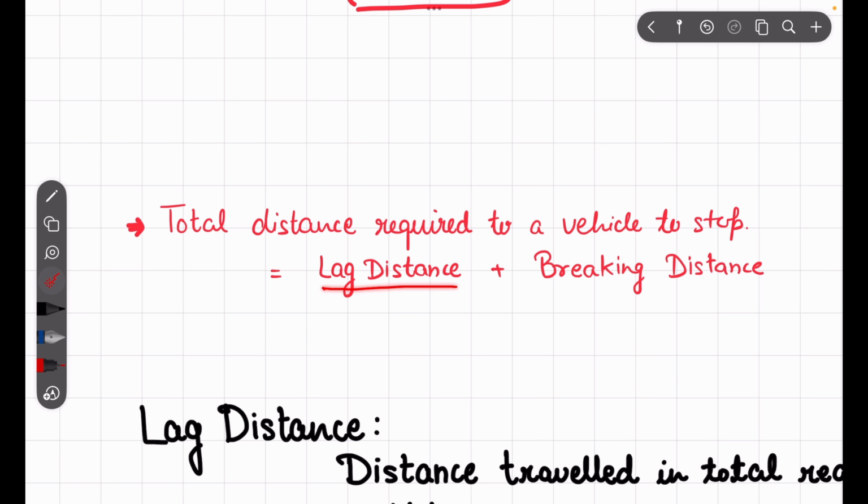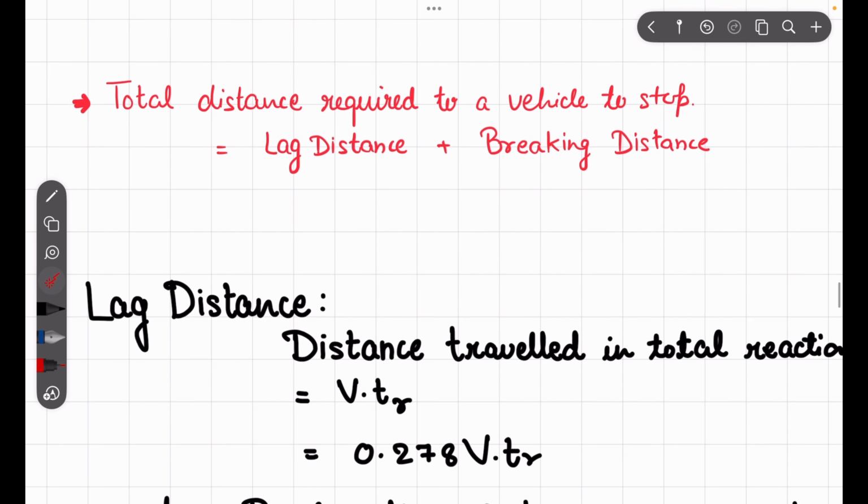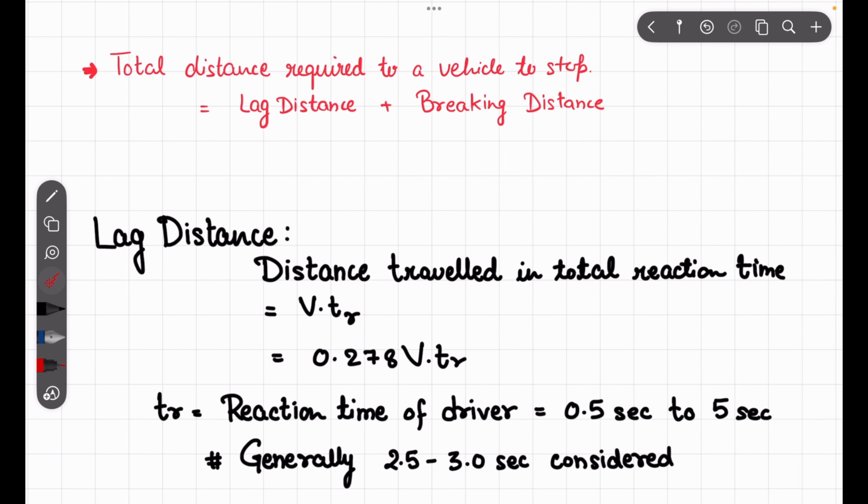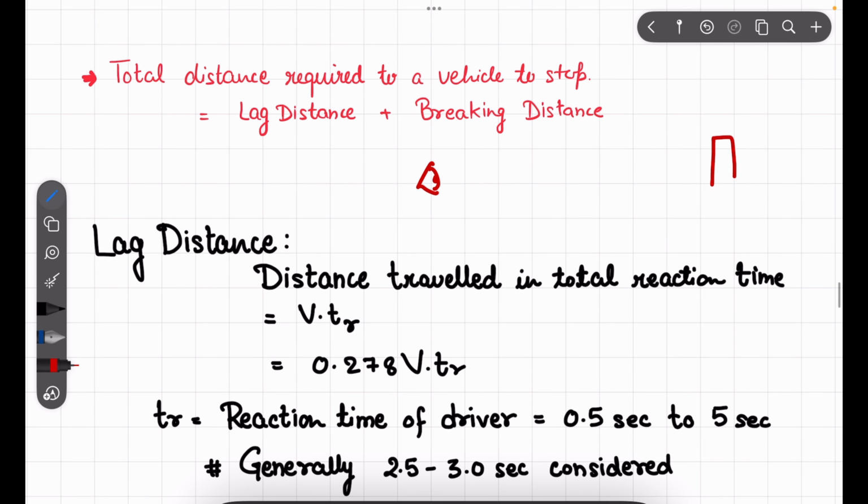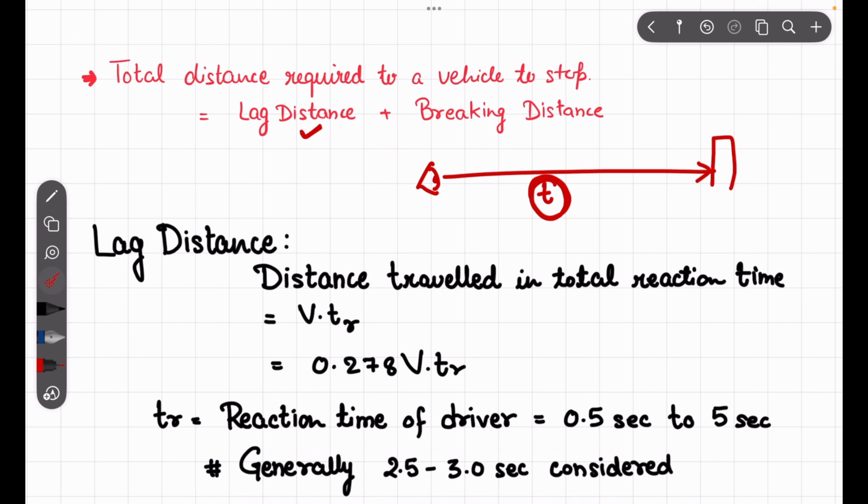Your lag distance is the distance covered by the vehicle during the reaction time of the driver. Basically, the driver looks at the obstruction, and then the driver reacts to that obstruction. A certain time elapses during this process, and during that time a certain distance is covered by the vehicle. That distance is what we call the lag distance. Your lag distance is speed into time, so it will be v, the design speed of the vehicle, into tr, the reaction time that has elapsed during this process.